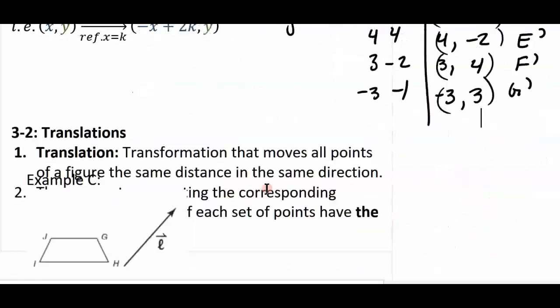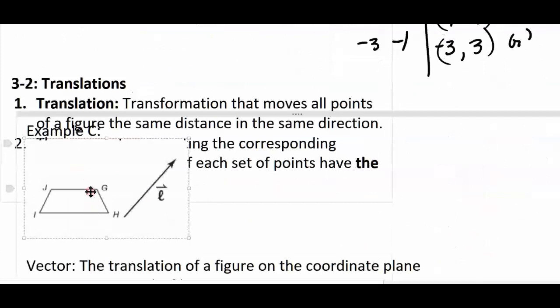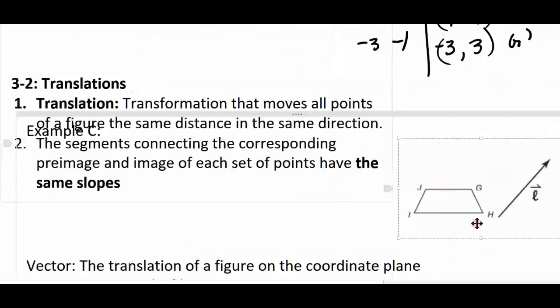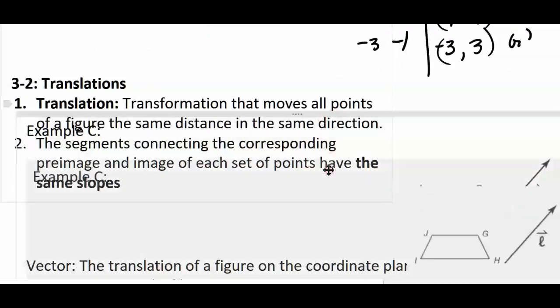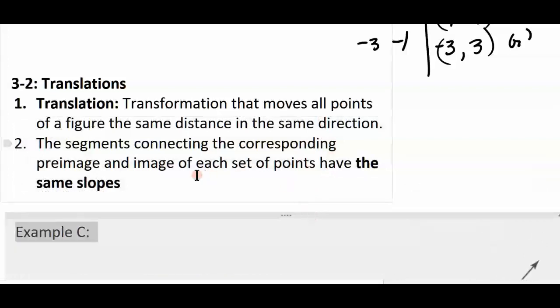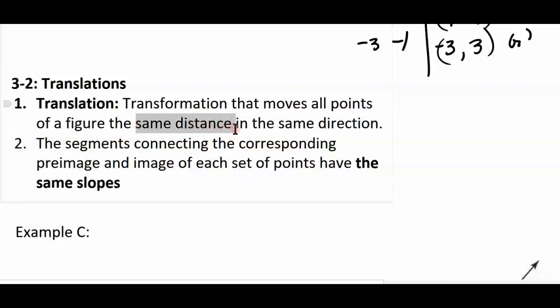All right? And then we have translations. My example got messed up. Move that down. Here we go. All right, so with translations, this is a transformation that moves all points of a figure the same distance in the same direction. Okay, and we describe that direction and distance typically in terms of x and y values, but we can also describe those just with an arrow.